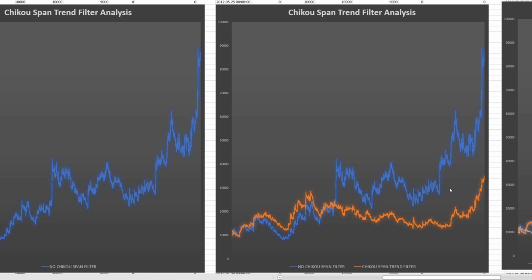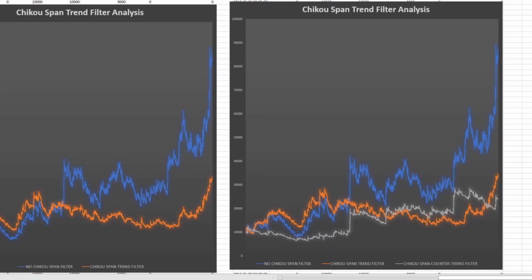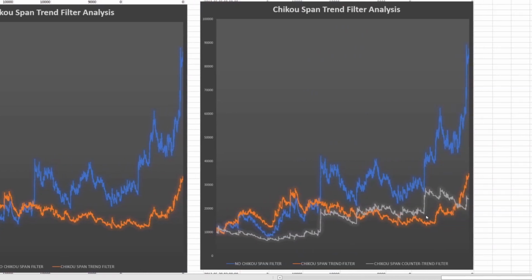And so I ran a different backtest where I effectively reversed the rules. Here I said that a long position would be allowed when the Chikou Span was either in the Kumo or below it, and vice versa for a short trade. And the results of that are shown by the grey equity curve here. So in other words, we'd filtered out what were on average profitable trades.